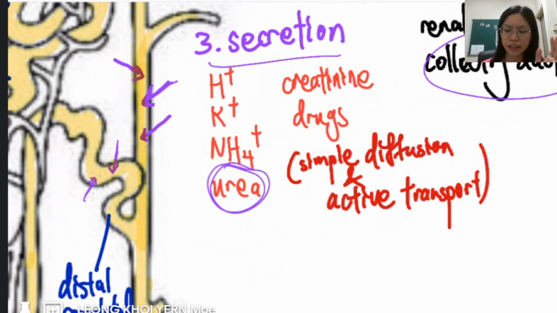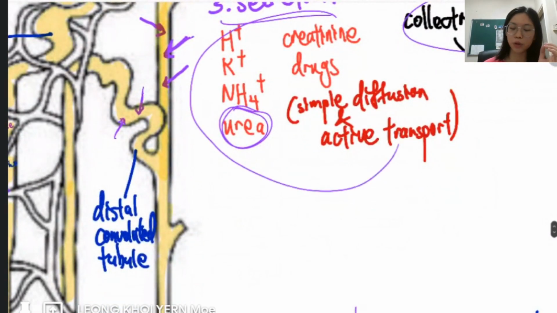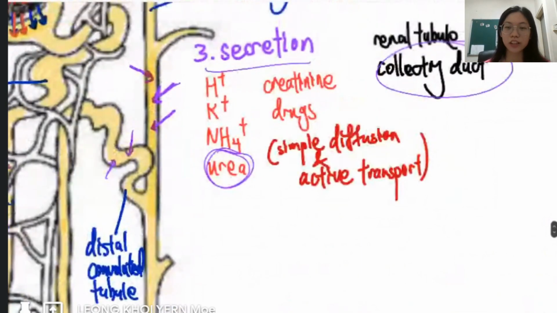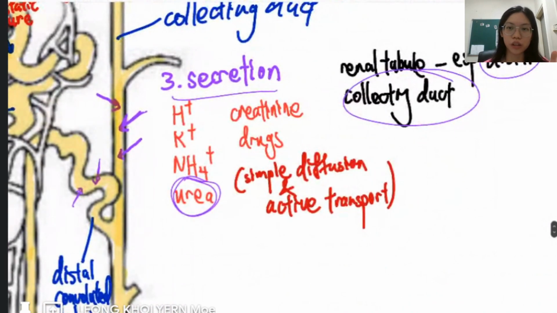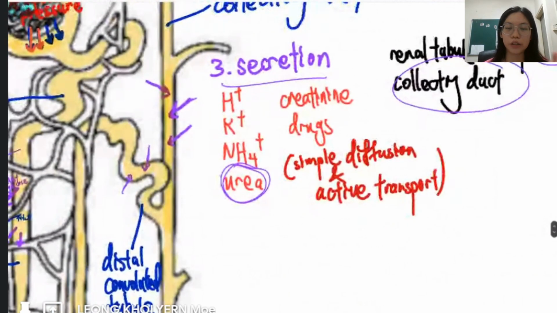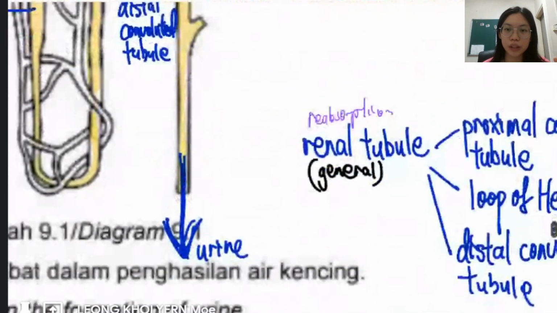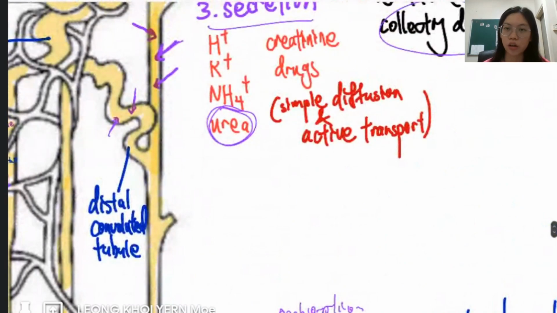Other than that, there are creatinine and drugs. That's the reason why your urine most probably contains all this waste. Other than that, it's water. So secretion occurs most actively in the distal convoluted tubule and also the collecting duct. That's where you get rid of your waste material, and now it will be formed as urine. Your body is very clever, it knows which one is toxic.